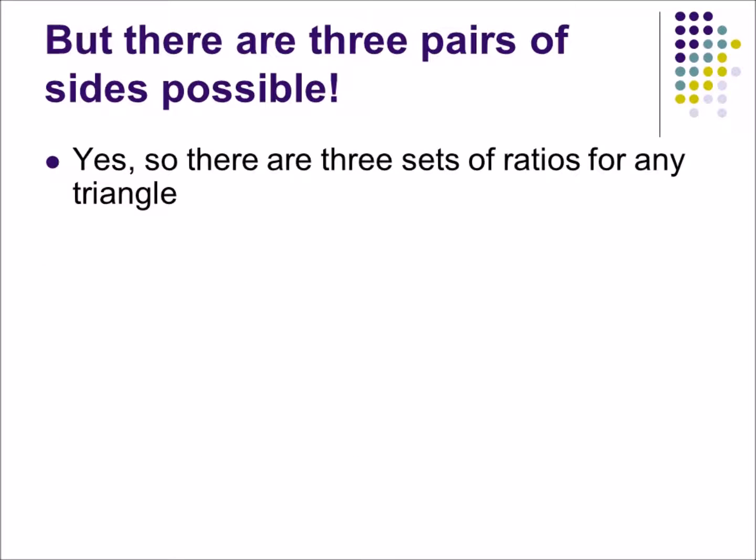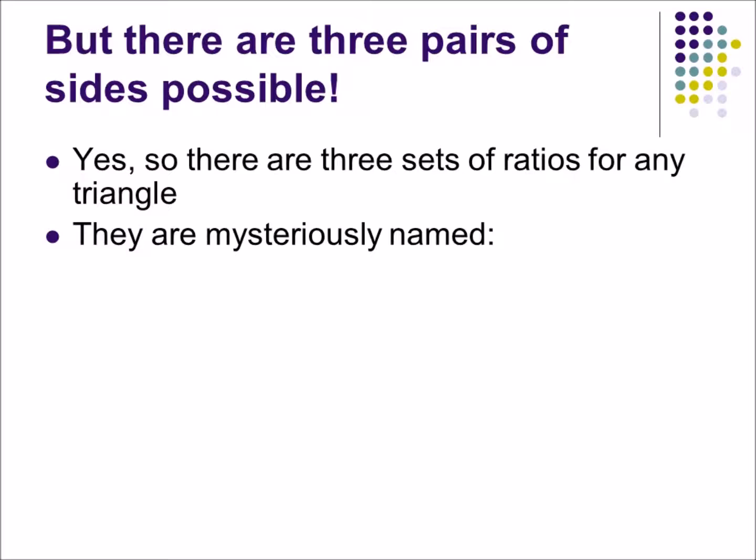Well, there are 3 pairs of sides possible. There are 2 legs and there's a hypotenuse. So that means there are 3 different sets of ratios that you could talk about for any triangle. And they give them mysterious names, at least if you've never seen them before. They're called the sine, the cosine, and the tangent.